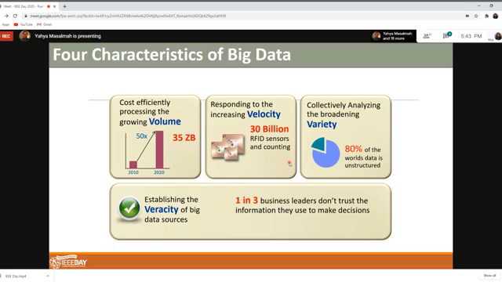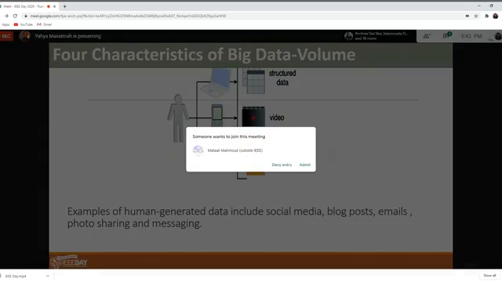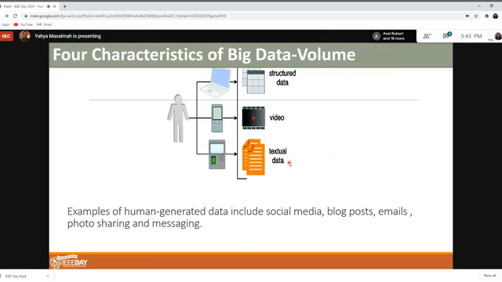So, collectively analyzing the broadening variety: 80% of the world's data is unstructured. This puts another challenge on the analytic groups to precisely and optimally extract the data. I'm going to move a little bit faster to make sure that I can cover everything that we have here. We have structured data, we have video, we have textual data. This is human-generated data, including social media, including YouTube, including all the stuff that can be part of the data generating sources.